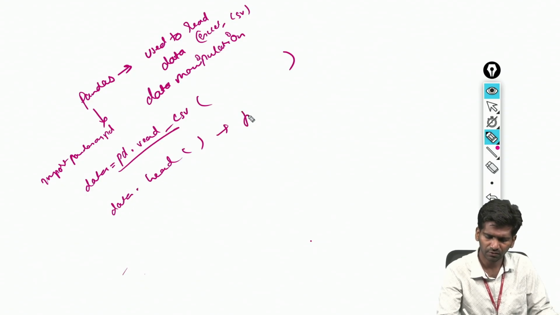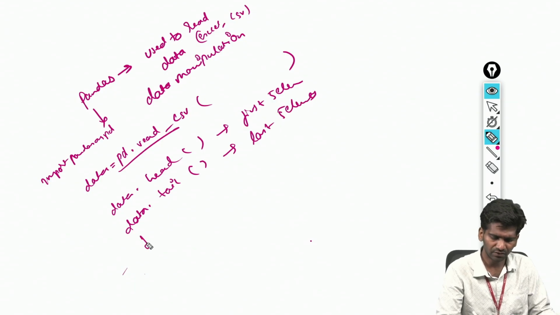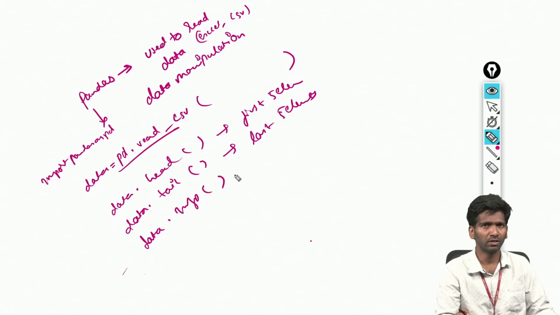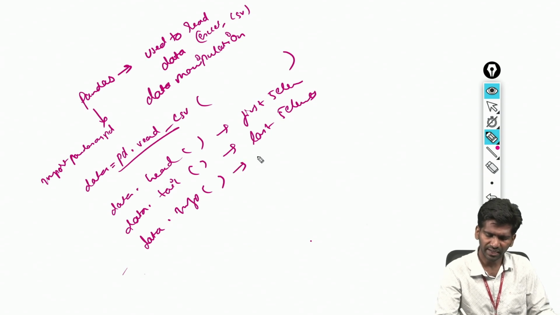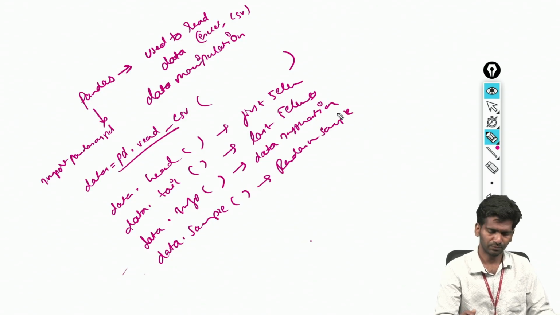It reads the first 5 elements. data.tail will read the last 5 elements. data.info will give entire information: how many rows, how many columns, how many null values are there. All the data information can be obtained in data.info. Next, data.sample is used to see a random sample from the data set.